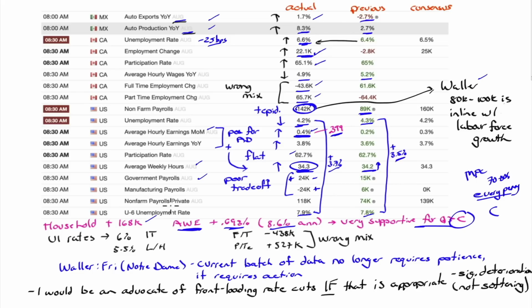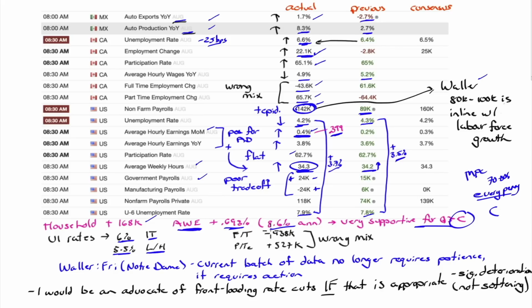Household survey said there was 168 versus 142 for the establishment survey. Unemployment rates in certain categories. The highest category for unemployment is information technology at 6%. 5.5% is the next highest. That's leisure and hospitality. I can remember a couple of years ago where you couldn't find anybody in IT. No matter how hard you tried, you couldn't find anybody. Now you got 6% there.